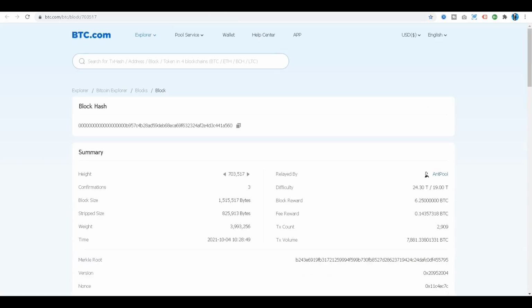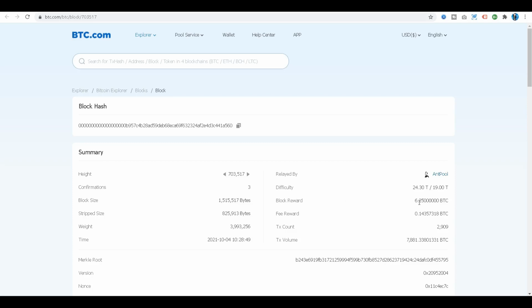Now let's compare that with this block. This is block number 703,517, and you will find that it includes 2,909 transactions. That is, this is also a block on the Bitcoin blockchain. Whereas I showed you block number 693,715, which had only one transaction, this other block is number 703,517, which has 2,909 transactions. Notice the block reward is 6.25.